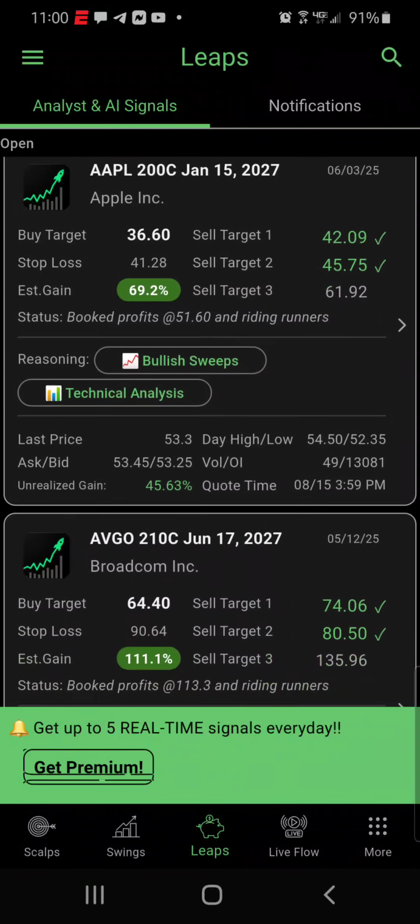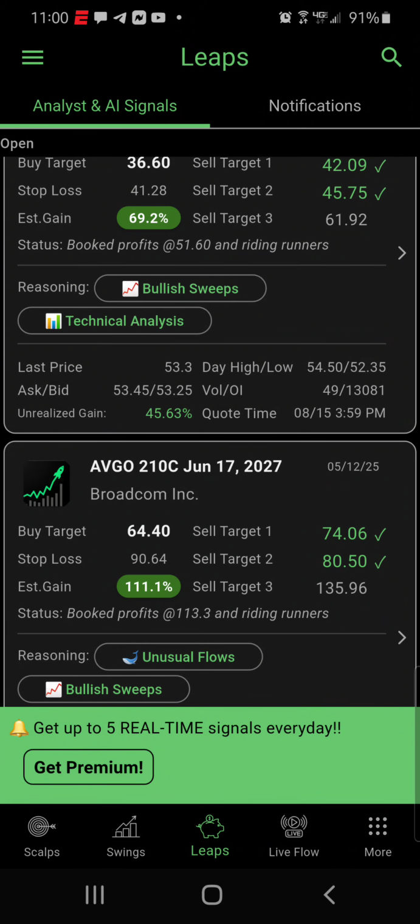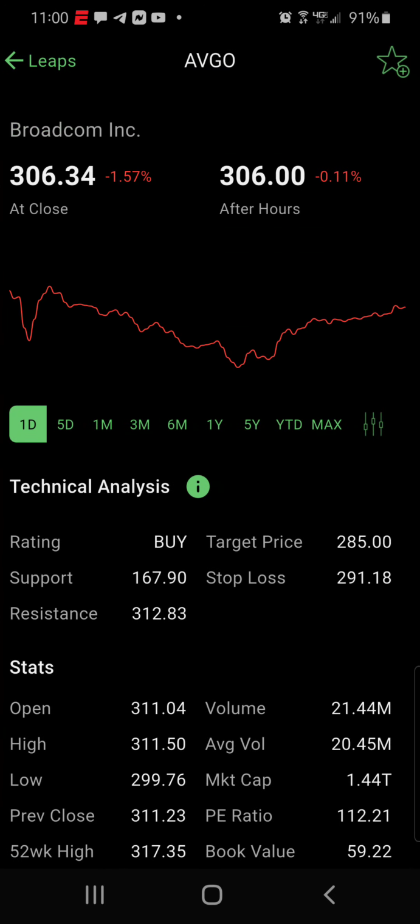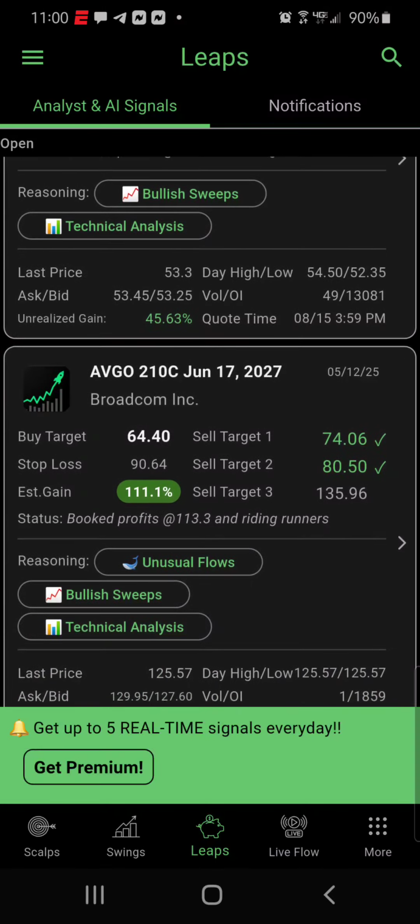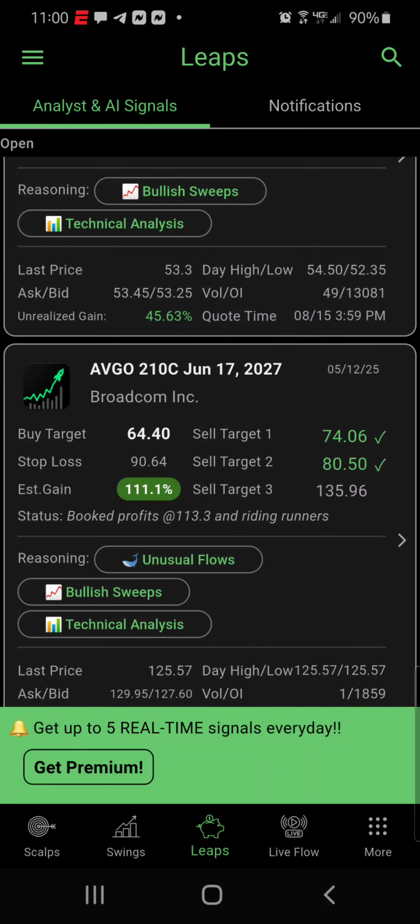These are all safe bets because that Avgo 210 call, Avgo is a good company. It's trading at 306 right now. It's not trading at 210, so you're deep in the money on it. But that one contract would have cost you $6,400. But look at it now. It's trading at $11,333 or whatever, some change. I told you to move the decimal. It got a sale target 3 of $13,596. I'm telling y'all, this is how these people make money.